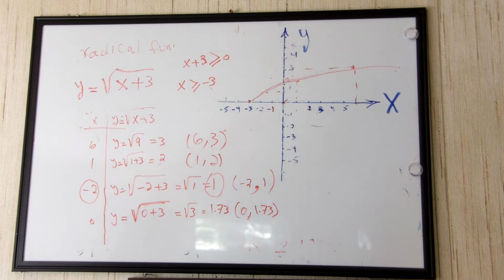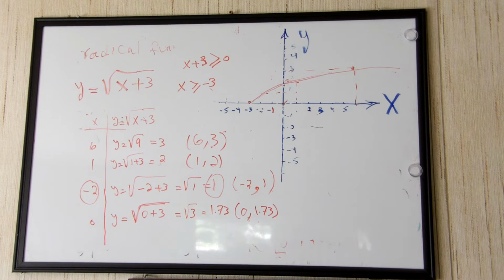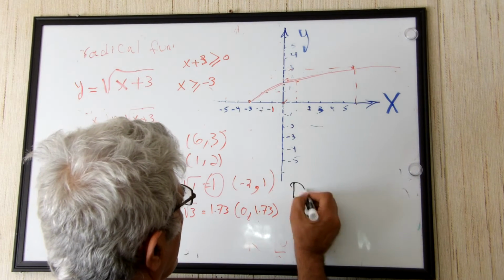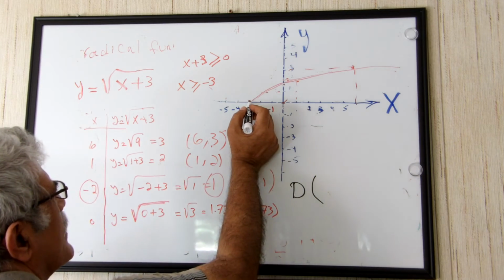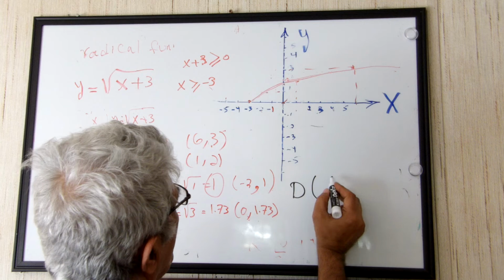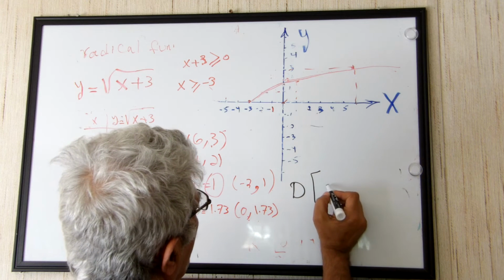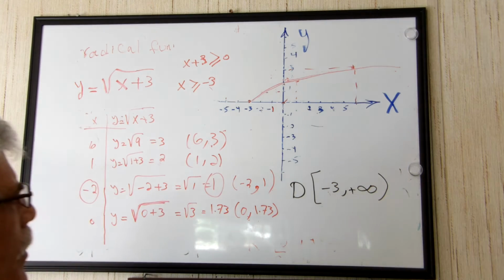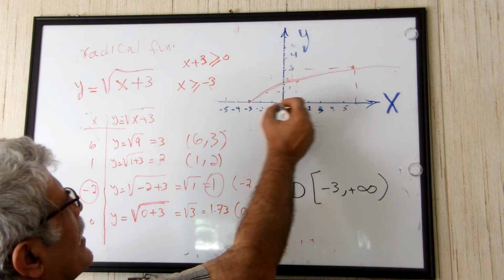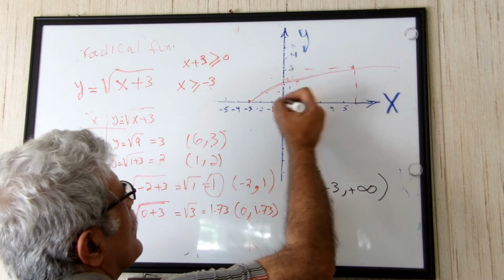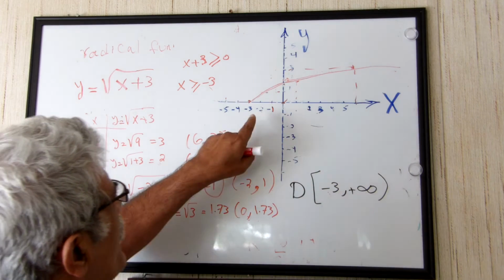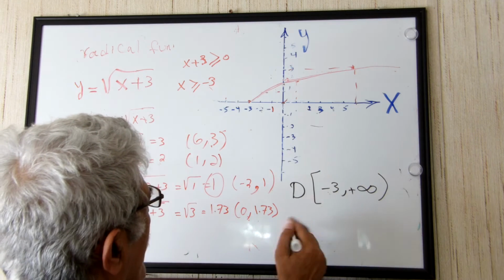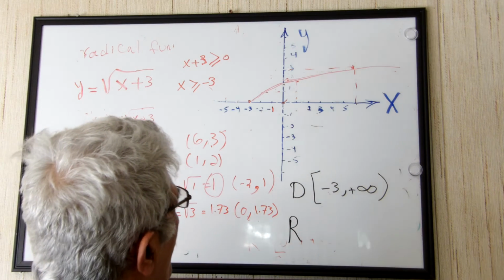And what's the domain and range? The domain is the value of x. The minimum value of x is minus 3, that is the start. From there, it's going from minus 3 up to plus infinity, because of the values that x can get. You see on the x-axis what value you can give to x. It starts from minus 3, which is included, and then goes to infinity.